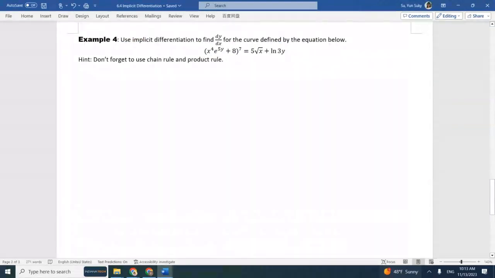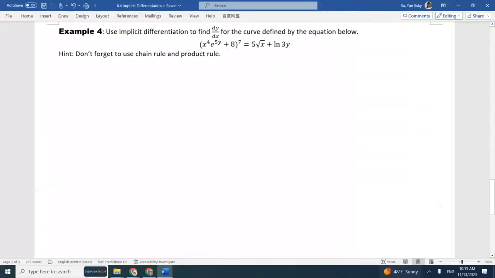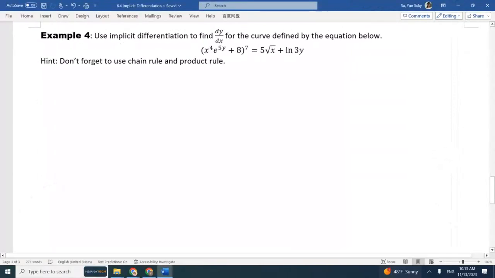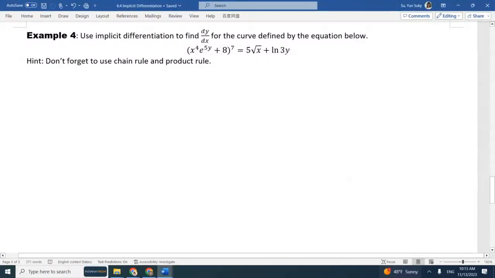Okay, example 4. So this is the harder example. So the derivative is more complicated. Okay, let's do that. So your exam might look like this. Yeah, everybody pay attention. So we take the derivative.